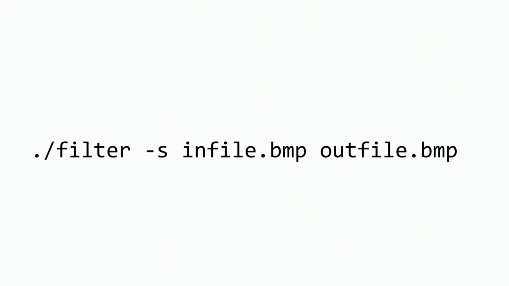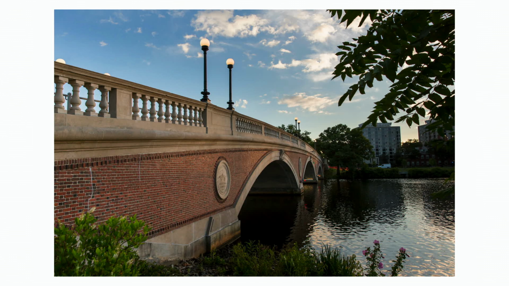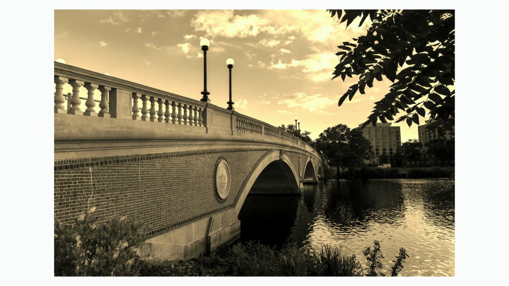Once you've written the sepia function, you should be able to test it by running your filter program by calling ./filter, passing in the -s command line argument, s for sepia, specifying what the input file is and what file you'd like to produce as output, and if all goes well, you should see your original image converted to the sepia version of the same image.